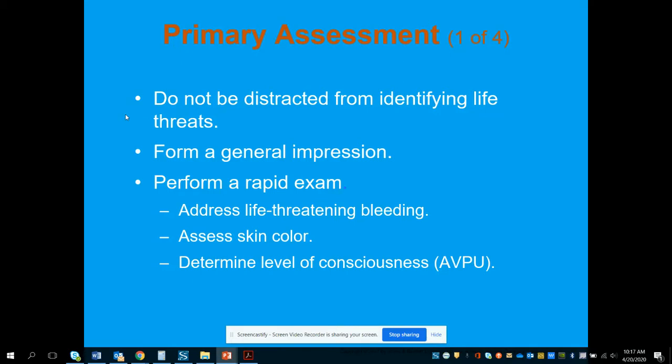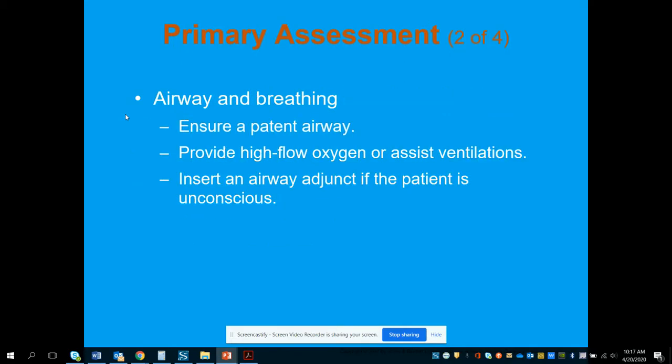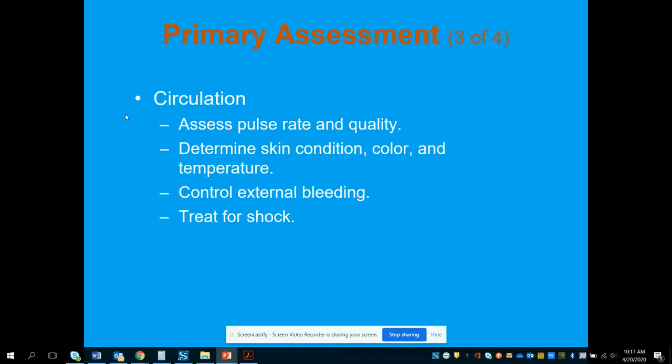So don't let that deter you from continuing your assessment, making sure that the patient is having adequate breathing and that their circulation is still good. We're looking for skin temperature, color, condition, pulse rate, rhythm, and quality. And we want to control any external bleeding. Remember, this is happening during the primary assessment if it is a life threat. If it's not a life threat, if it's a small laceration to the arm with minimal bleeding, continue your assessment. But if we're talking about that bright red spurting bleeding, the need for a tourniquet, that needs to happen very quickly in the primary assessment before you continue on.